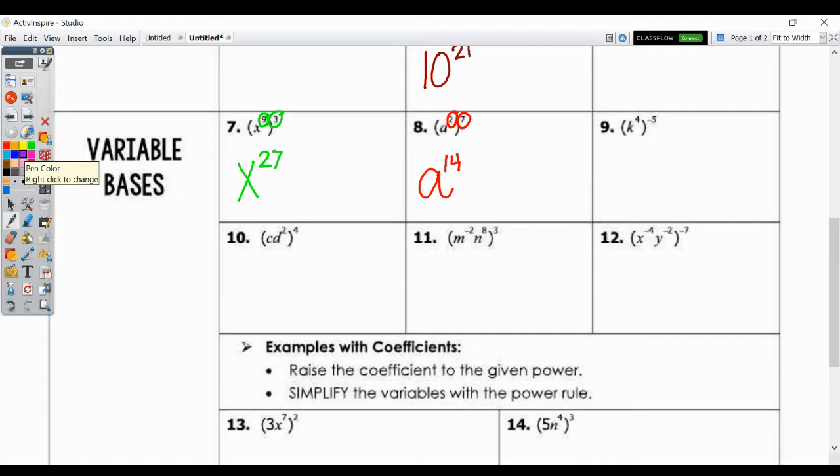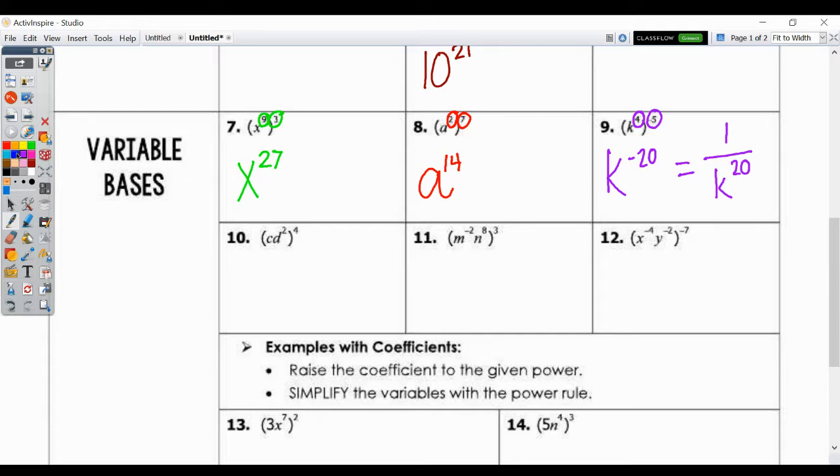Look at number 9. My base is going to be k. And then I have an exponent of 4, an exponent of negative 5. 4 times negative 5 is negative 20. Okay, so what's wrong with this? We are not supposed to have a negative exponent, so I've got to change it so it's a fraction, and I put 1 over k to the positive 20. That would be my final answer.